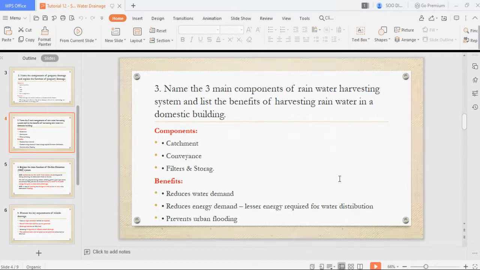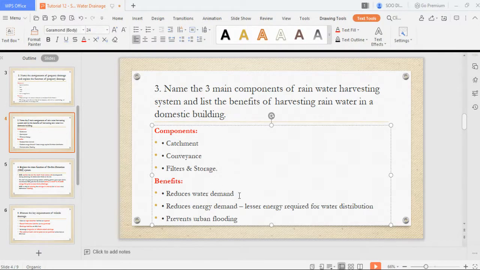Okay, so next we have our question 3, which is to name 3 components of a rainwater harvesting system and list the benefit of harvesting rainwater in a domestic building. So the 3 components are catchment, conveyance, and filter and storage.